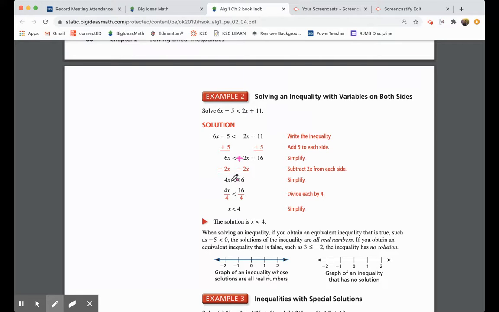From here to solve for x, now is where we divide because we want to split them apart and keep the x here, but just get rid of the 4. So we divide both sides by 4, and we get that x is less than 4.